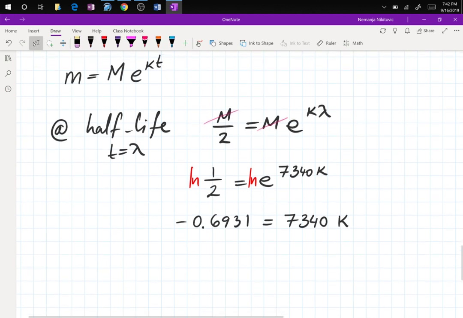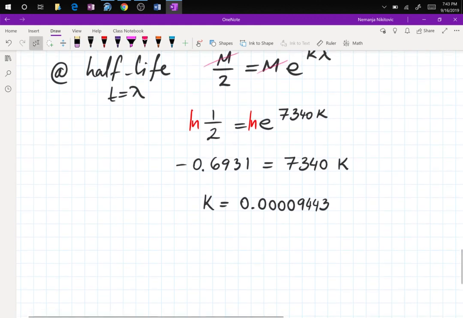When you divide by 7,340, you get k equals 0.0000, 4 zeros, and then 9443. Remember, 4 significant digits, so we don't have a lot of rounding error in our calculations.